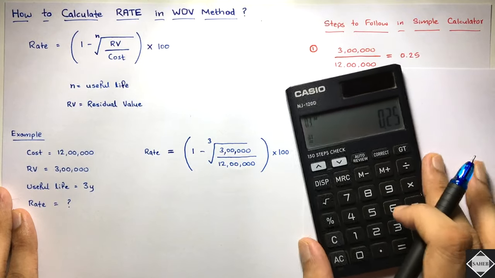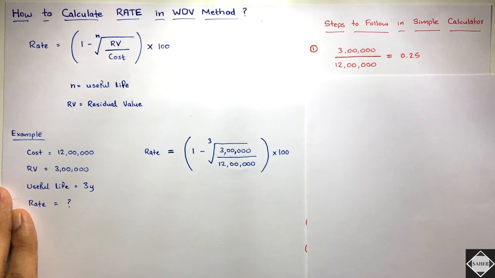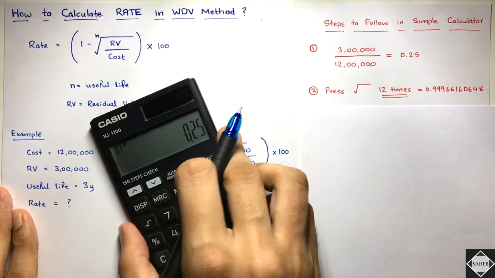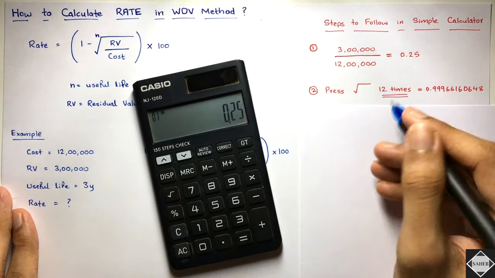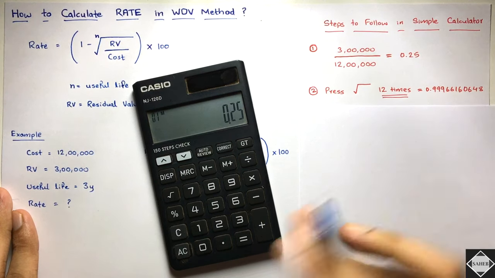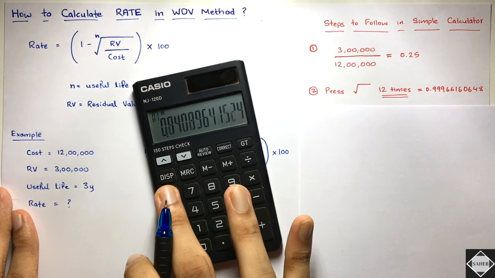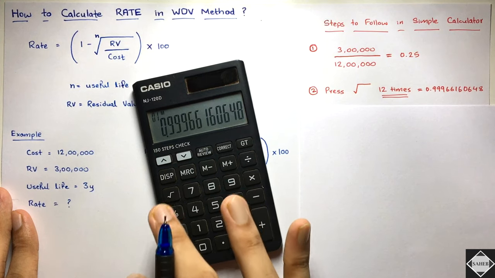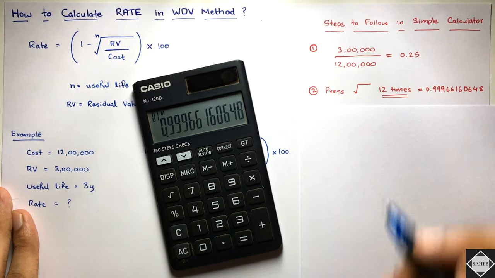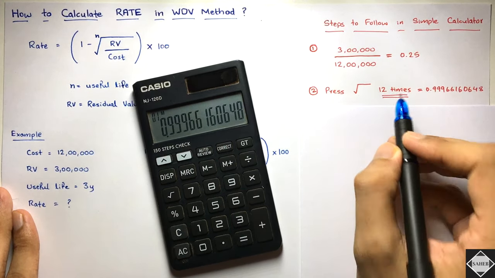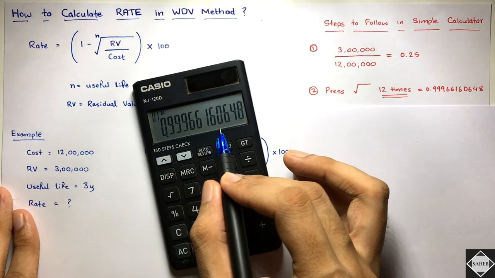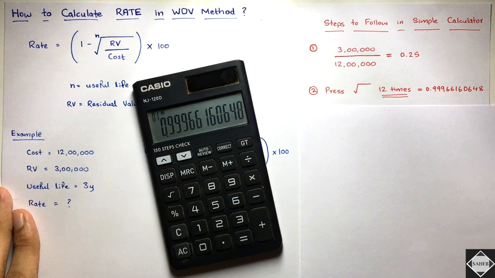That's the first step, 0.25. The second step would be, you have to press the root 12 times. How many times? 12 times. So see, 1, 2, 3, 4, 5, 6, 7, 8, 9, 10, 11, 12. 12 times I have pressed the root, and this is fixed. Always you have to press 12 times. 0.99661606048, that's the answer I'm getting.